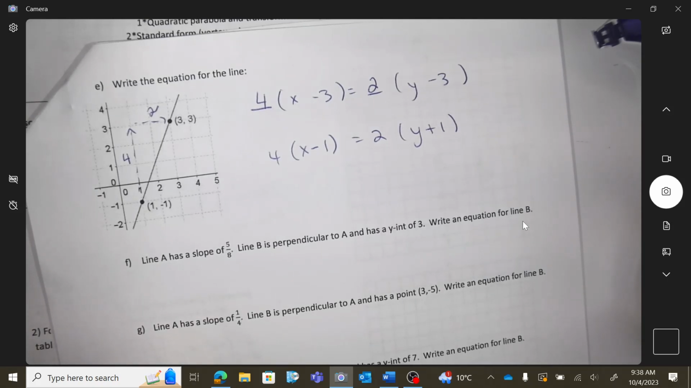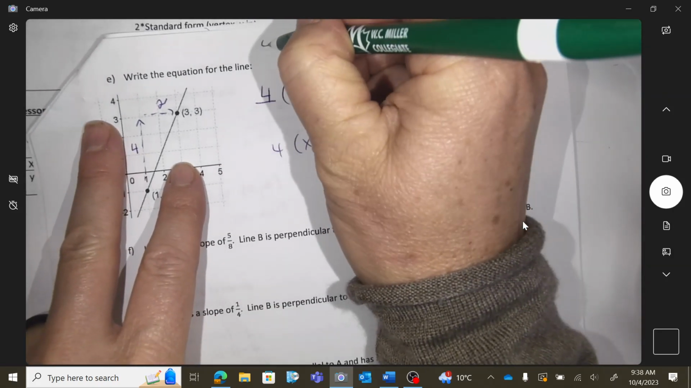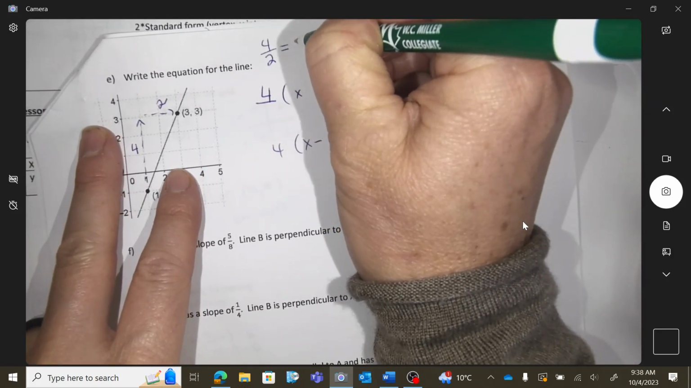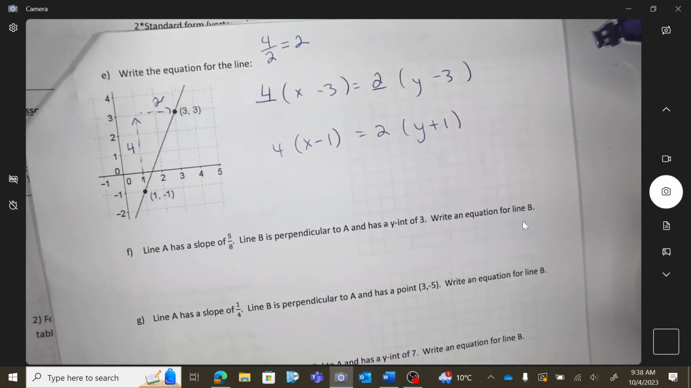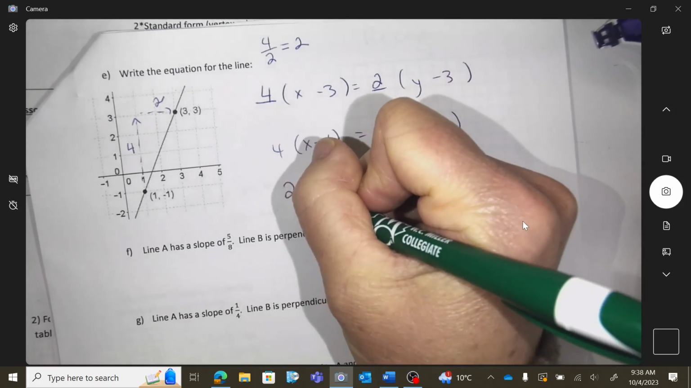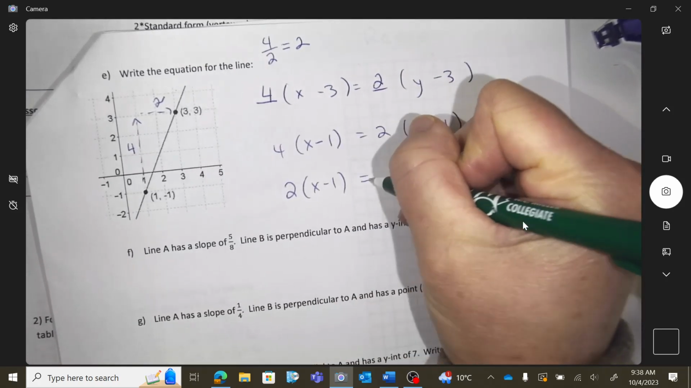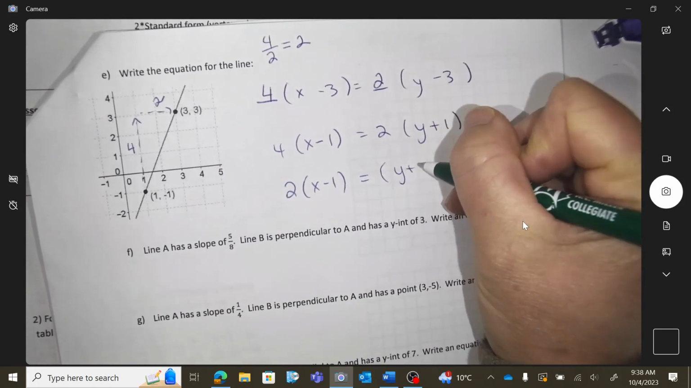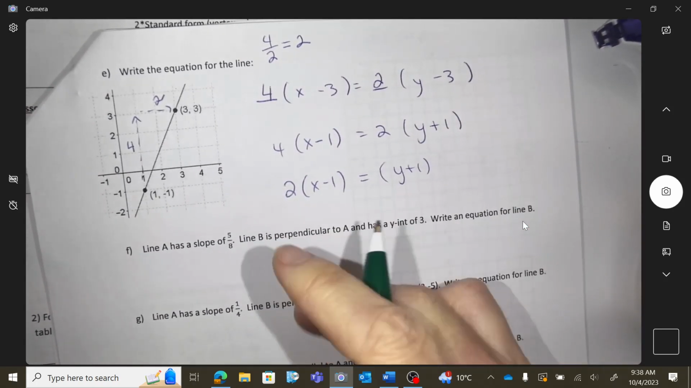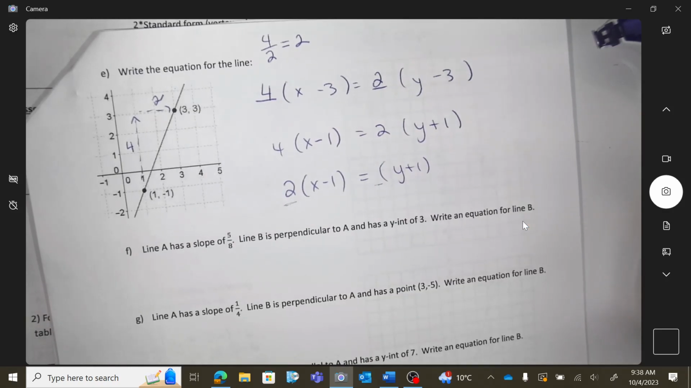Also, you could have done this. 4/2 is really just a 2. So somebody also could have written it like that, using a 2 and a 1 as a multiplier. Okay, so multiple answers there, all good.